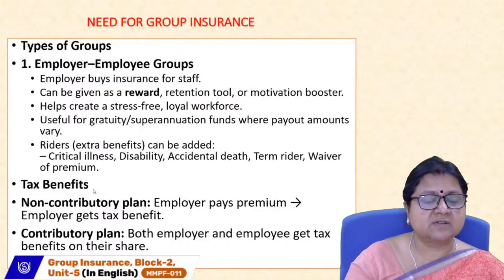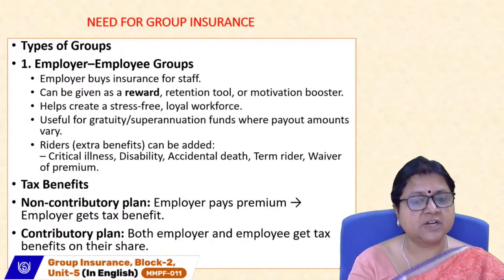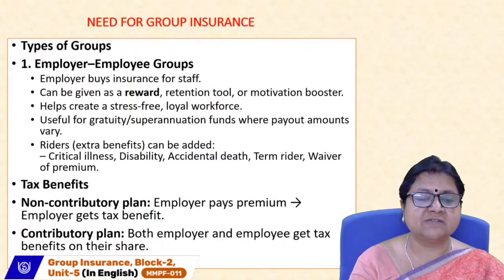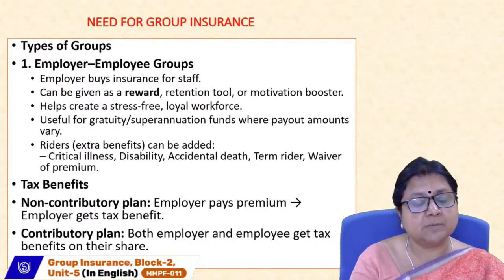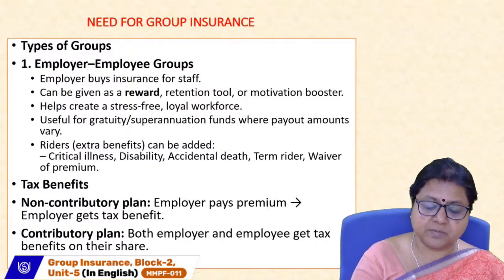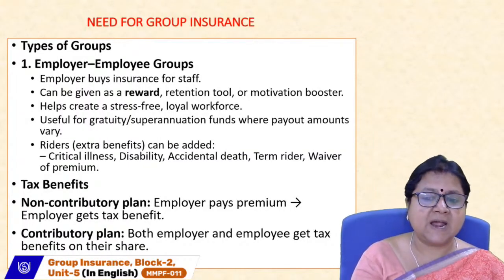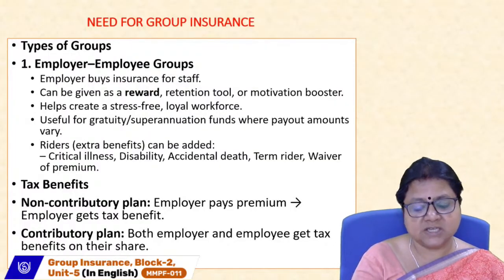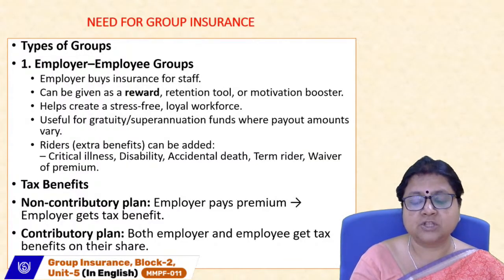In group insurance, as we have discussed, there are tax benefits for both the employers and the employees of the organization. There can be a non-contributory plan. That means the entire premium is given by the employer, but in this case the employees are not getting any tax benefit. It is only the employer who gets the tax benefit. But there can be a contributory plan where some percentage is deducted from the salary of the employee towards the premium, and the rest is given by the employer. So here the tax benefit is shared by both the employer and employee.